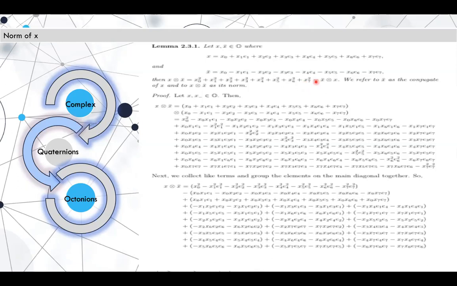This is only a snapshot of a part of the proof because it's actually quite a long proof. And you see that we start by showing x times x bar, but we do have to finish up by showing x bar times x gives you the same result.